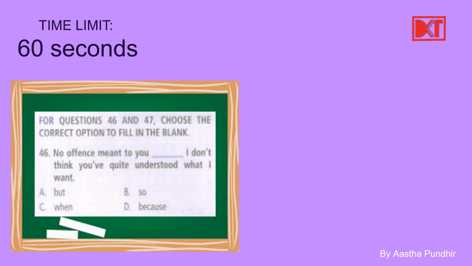So here the correct answer is A. No offense meant to you, but I don't think you've quite understood what I want. Here, why but? Because we are saying two contrasting statements. That's why using the conjunction but. We use so when we are talking about any reason, because also when you're talking about a certain reason, and when we are talking about some time. Okay.